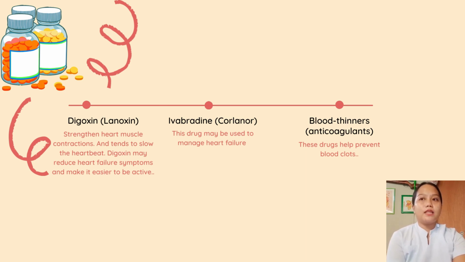Then ivabradine or Corlanor. This drug may be used to manage heart failure caused by dilated cardiomyopathy. Then blood thinners or anticoagulants, these drugs help prevent blood clots.